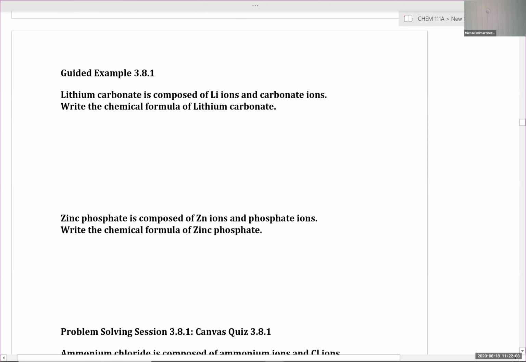So this is another guided example. This time we're dealing with some polyatomic ions. Lithium carbonate is composed of lithium ions and carbonate ions, and we have to write the formula for lithium carbonate. So lithium is Li, it's a 1A element. So what charge will lithium prefer to adopt? What's the charge of lithium in ionic compounds? Yep, +1.